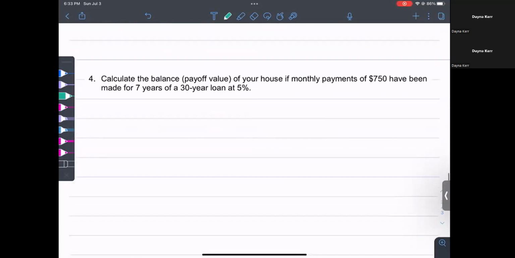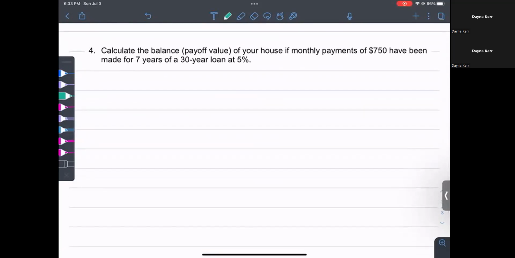Okay, and our final problem, calculate the balance or payoff value of your house if monthly payments of $750 have been made for 7 years of a 30-year loan at 5%. So payments being made are $750. The time that's remaining is 30 minus 7 because it's a 30-year loan, been making payments for 7 years. So you have 23 years left with a rate of 5%. Monthly payments are made, so it's also compounded monthly.